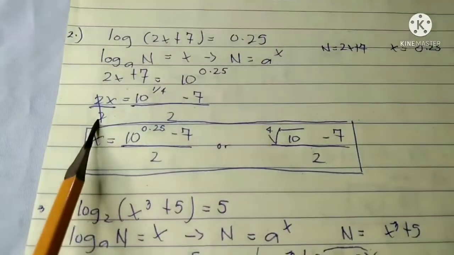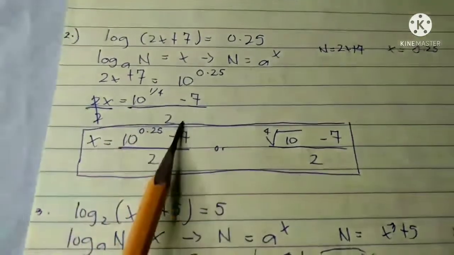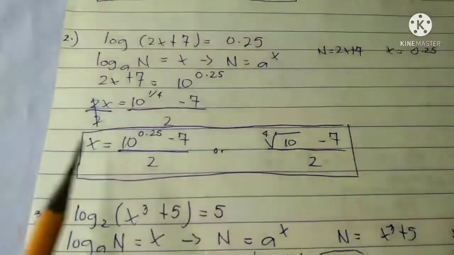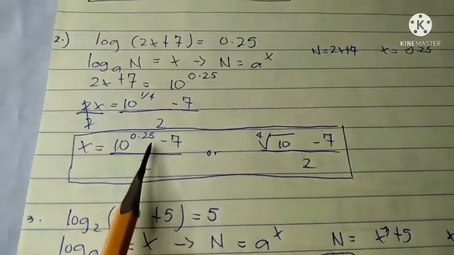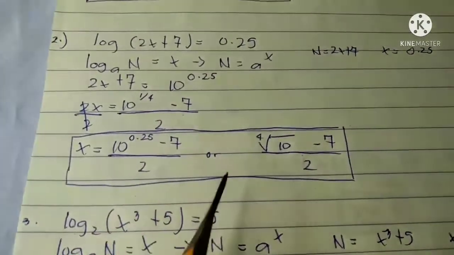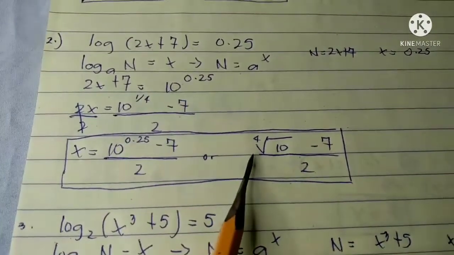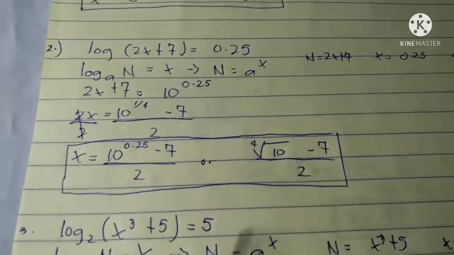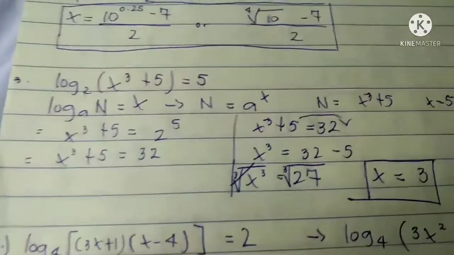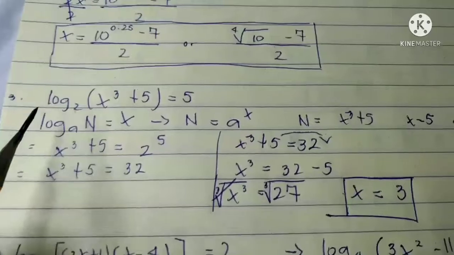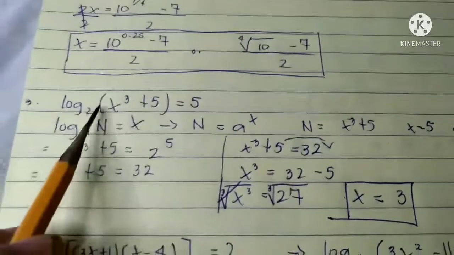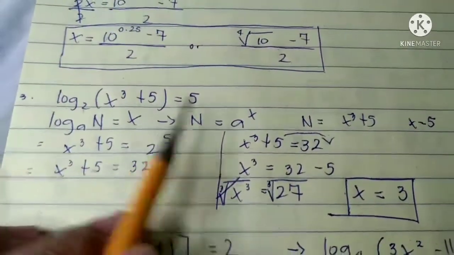So now we can transpose our 7 to the other side. Then we can cancel our 2 and divide this side by 2. So now we will get x is equal to 10 raised to 0.25 minus 7 over 2, or the 4th root of 10 minus 7 over 2.